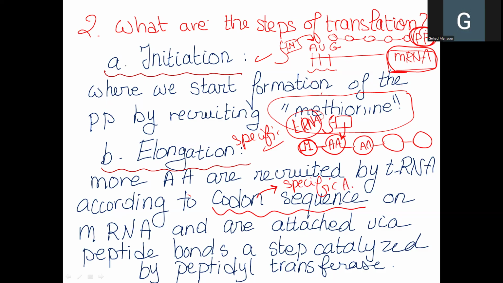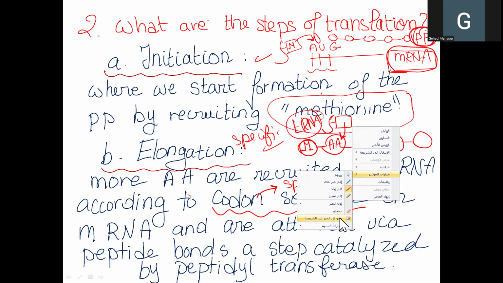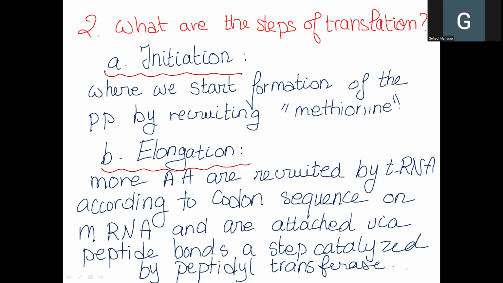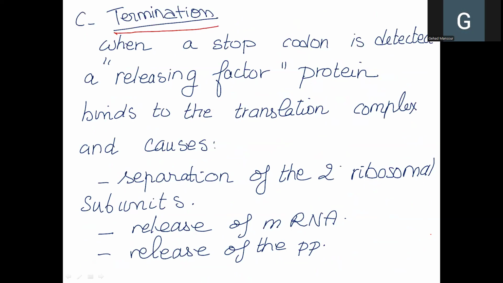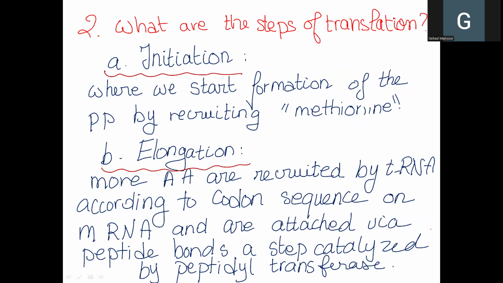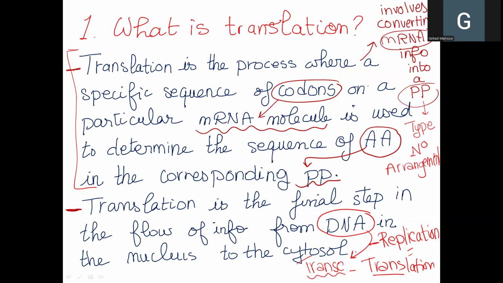That's why it is important to say that we are recruiting the amino acids according to a specific codon sequence on messenger RNA, and that these amino acids will be attached via peptide bonds, and that the formation of these peptide bonds is a process of hydrolysis, and it is catalyzed by peptidyl transferase. And peptidyl transferase, as we know, is an integral part of the ribosome.